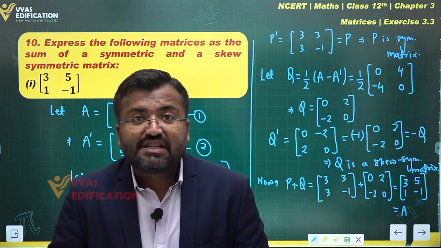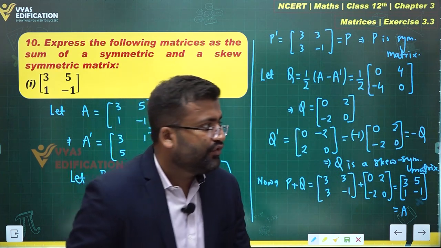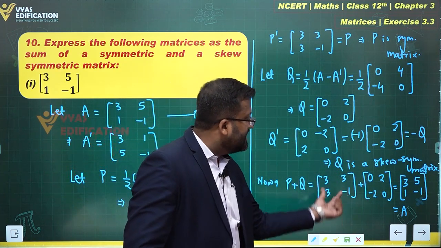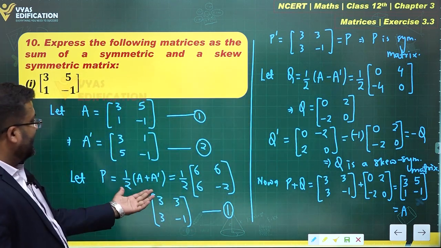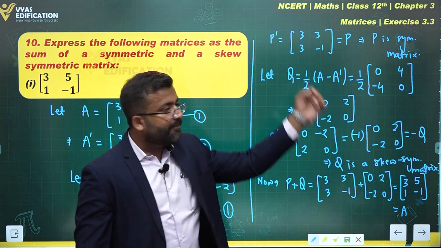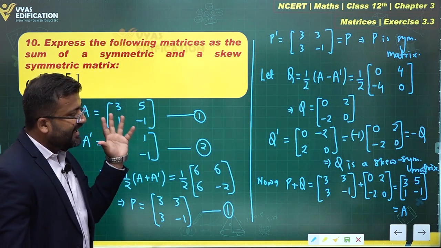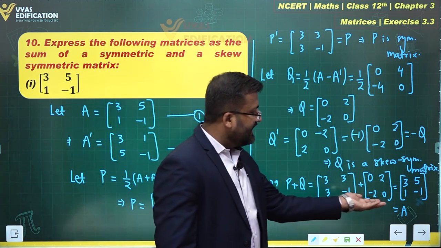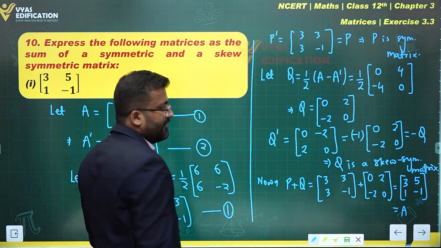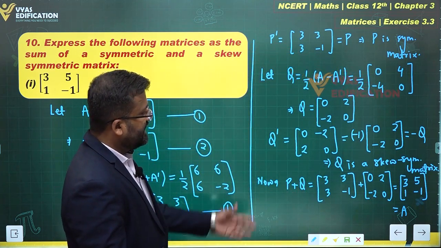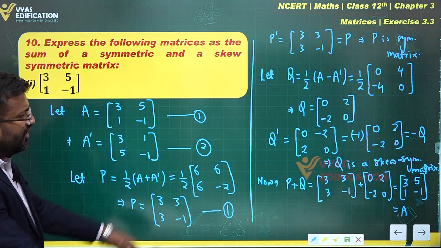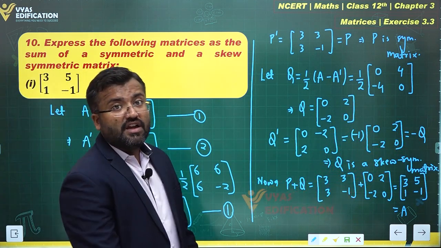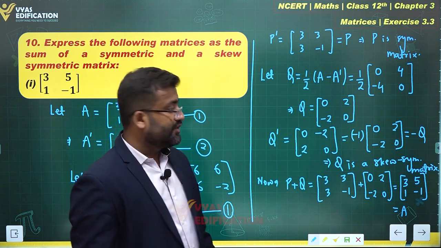Basically, A has been written as a sum of two matrices P and Q, where P is a symmetric matrix, Q is a skew symmetric matrix, using this idea and this idea over here. So the matrix A has been written as a sum of this and this matrix, where P is symmetric and Q is skew symmetric matrix. Is that all? That is all for this part over here. Let's move on to the next part for this question.